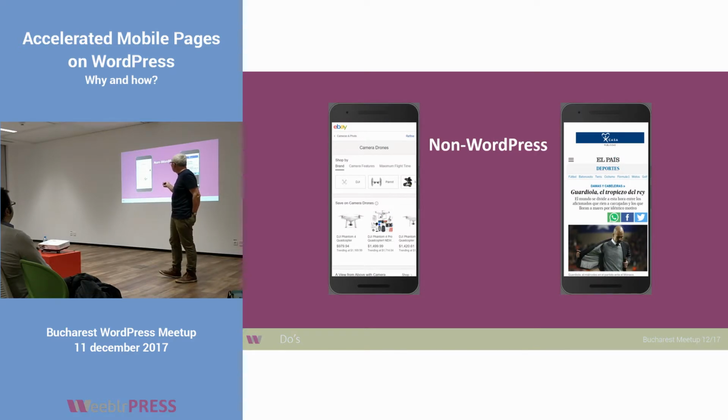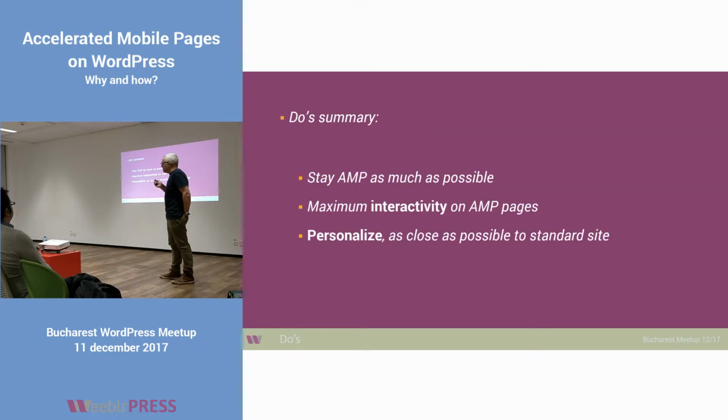Here, those are non-WordPress examples. There's eBay. eBay has added AMP to all their product pages. So if you look at eBay on a phone, most likely you're looking at an AMP page. In short, as much AMP as possible, really interactive, with forms, signups, and personalization. Make the AMP version as close as possible to your standard version.